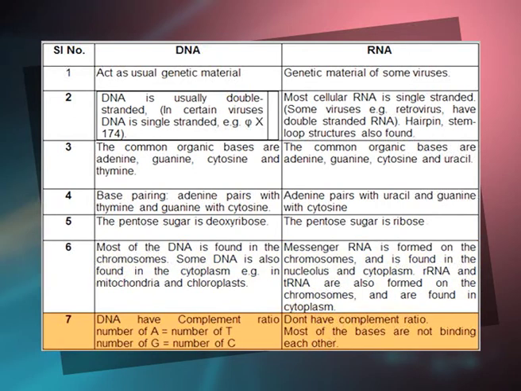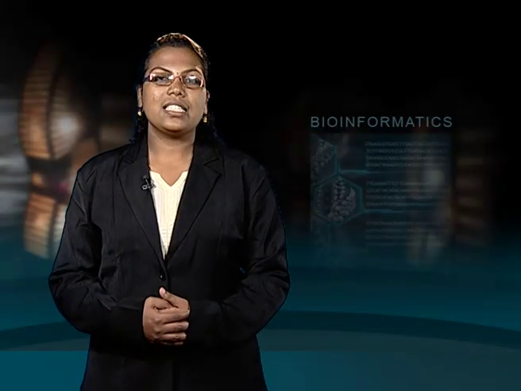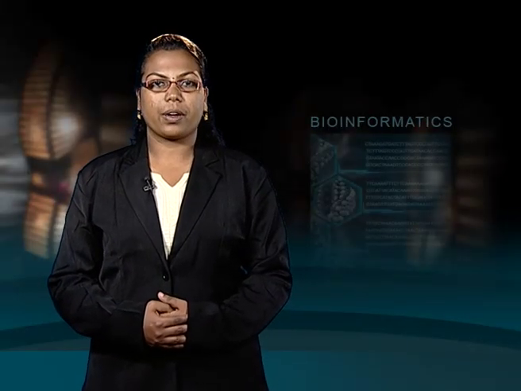DNA has a complement ratio: the number of A is equal to the number of T and the number of G is equal to the number of C. But in the case of RNA, there is no complement ratio and most of the bases are not binding each other. Let us summarize what we have discussed so far.